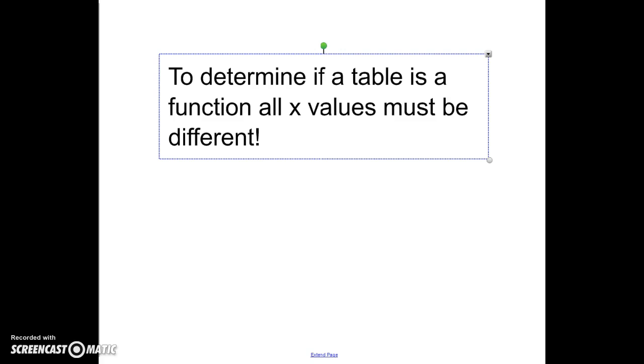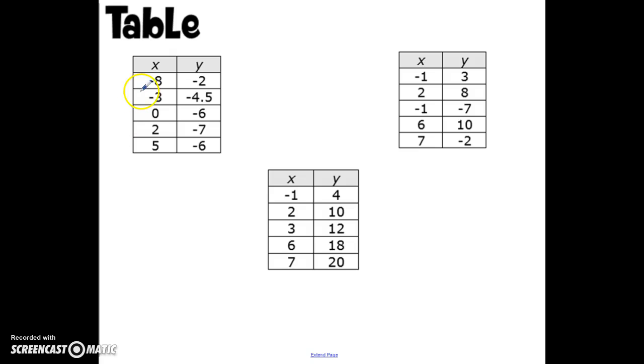Moving on, to determine if a table is a function, all x values must be different. This is very similar to the ordered pairs. Here, all my x's are different. It's a function. Here, all my x's are different. It's a function. Here I have 2 -1s. Not a function.